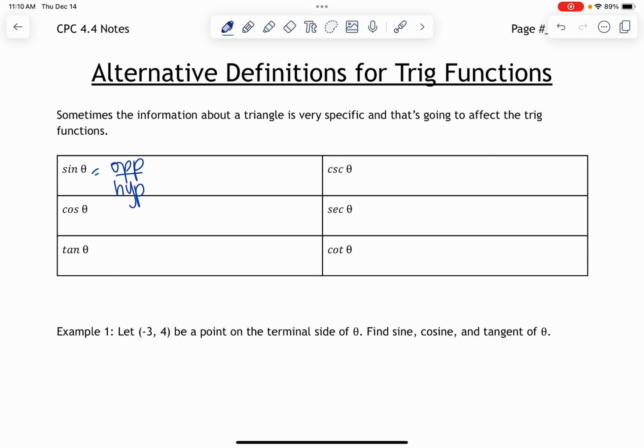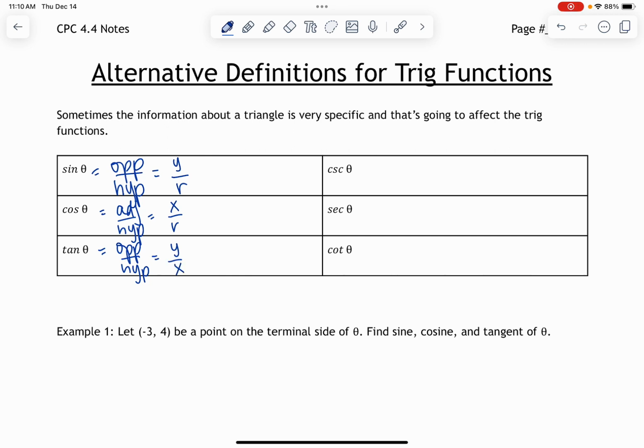Sine is opposite over hypotenuse, but the alternative definition is y over r. And you use this when your angle is embedded in a graph. Cosine is adjacent over hypotenuse. The alternative definition is x over r. Tangent is opposite over adjacent. This is y over x.